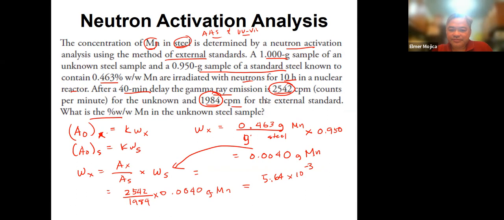Now, did it answer the question? It just answers how much manganese we have in the sample. Okay? So to get the percentage, how many grams is your sample? 1 gram, right? So that means you have 0.564% manganese.